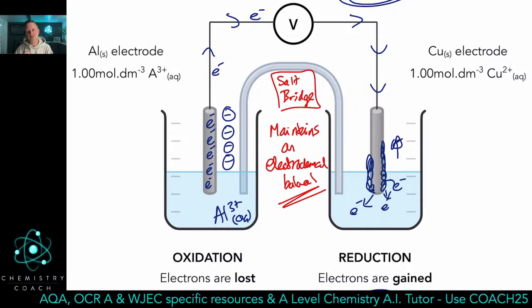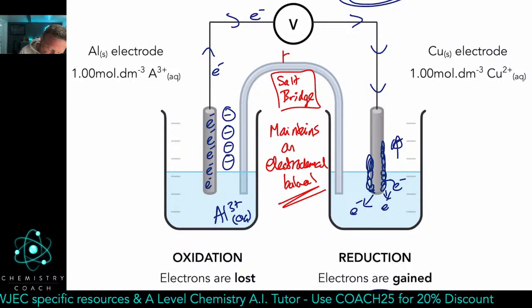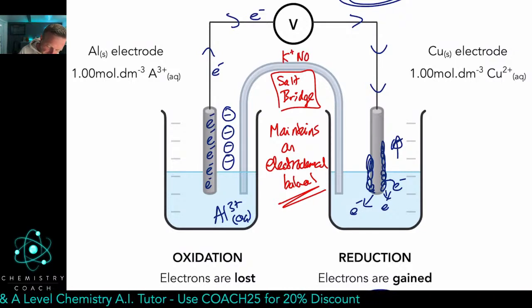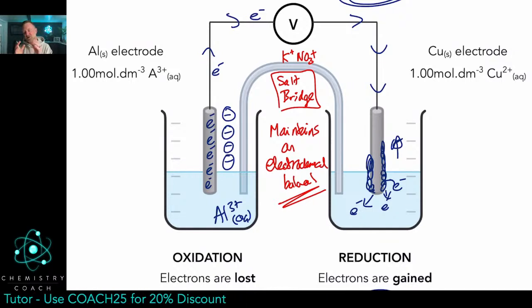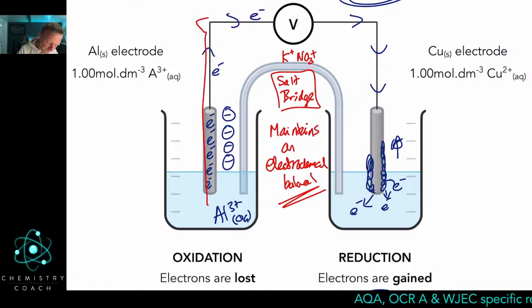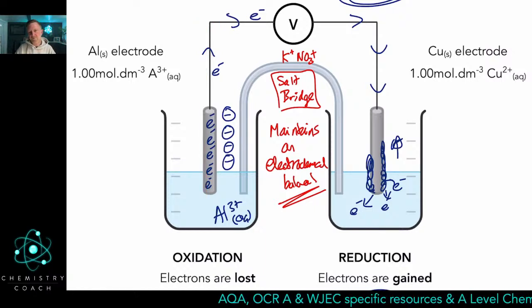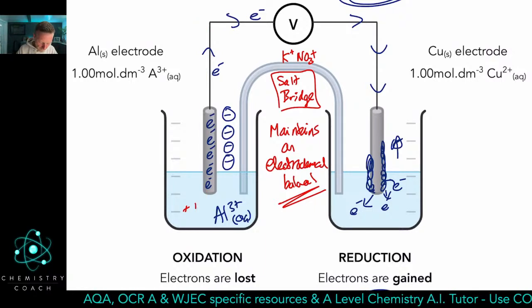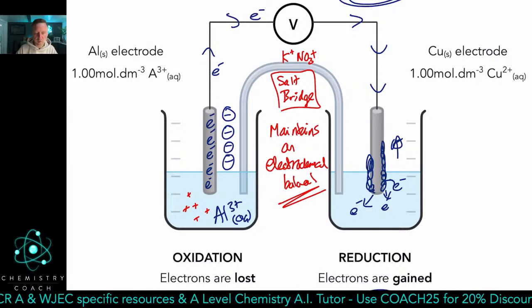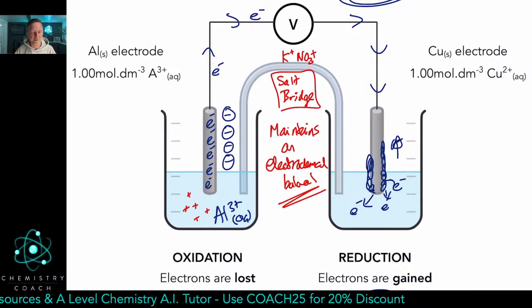So it maintains an electrochemical balance. Now, this is usually made up of potassium nitrate, okay? A saturated solution of potassium nitrate. Now, just think, as these electrons move from the left-hand half cell, this cell's going to get more and more positive. We're creating 3+ ions, but all the electrons are disappearing. They're going somewhere else, okay?